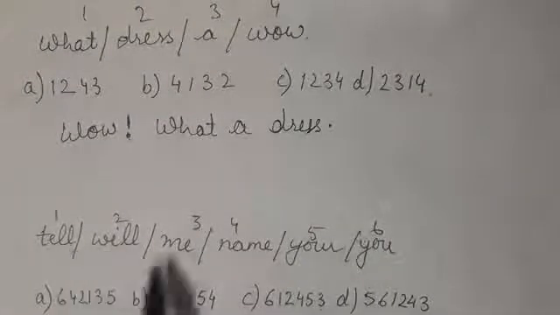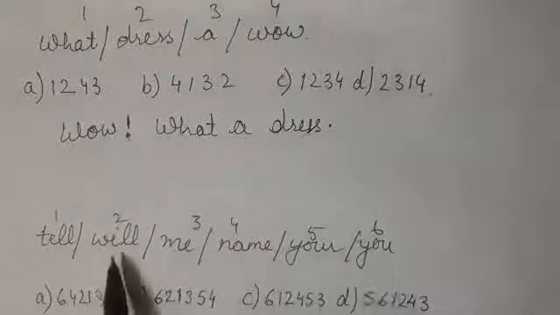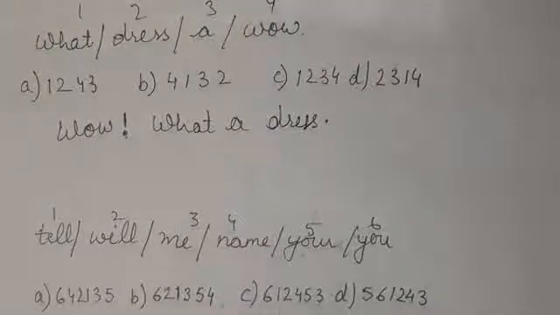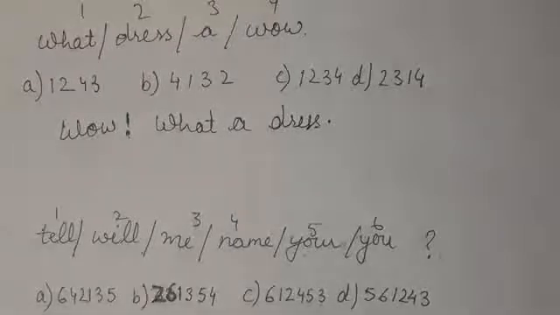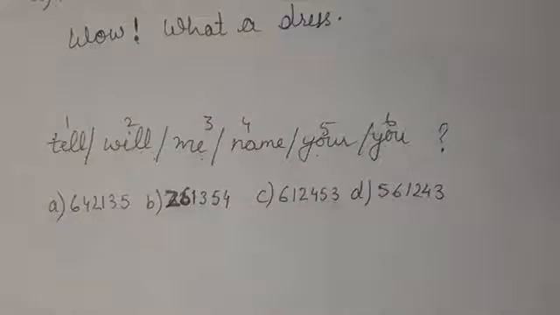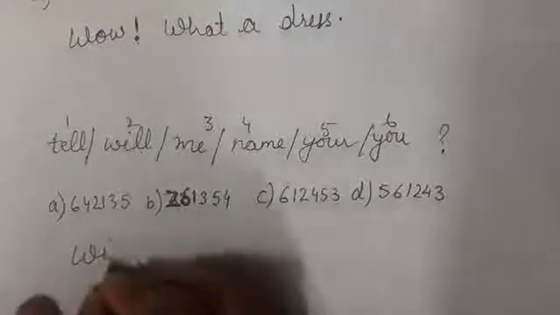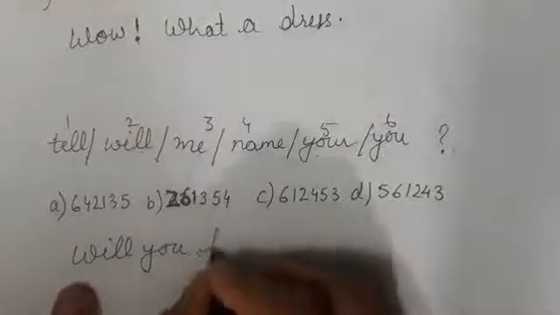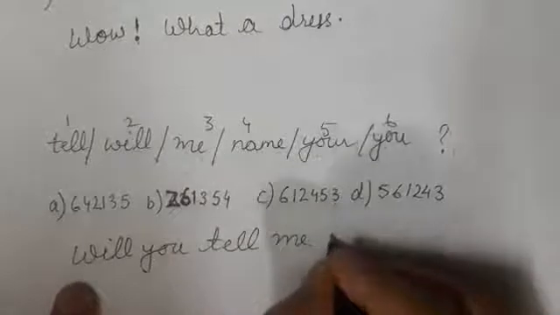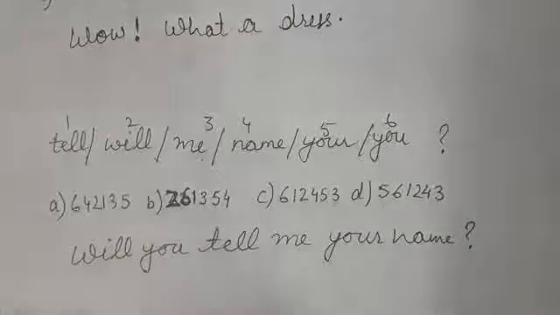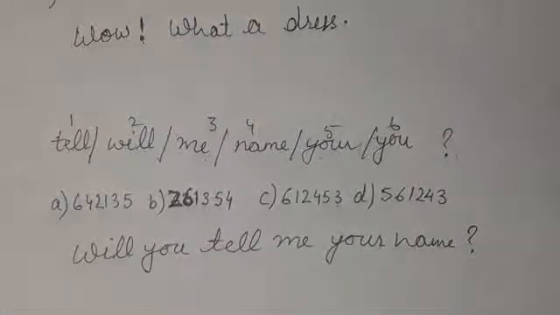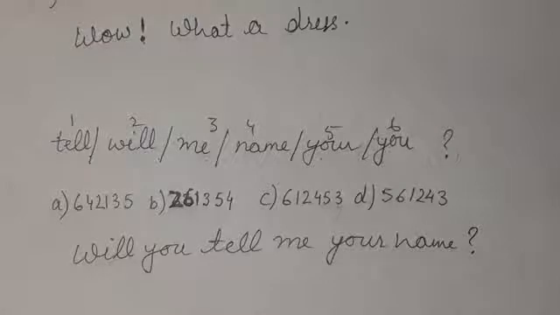Now next: tell, will, me, name, your, you. In this manner you have to check all the subparts and check the answer for it, and then tick the correct option. Here, the second part is correct, and let's write the answer: Will you tell me your name? Question mark. So that is the homework solution which I have discussed with you.